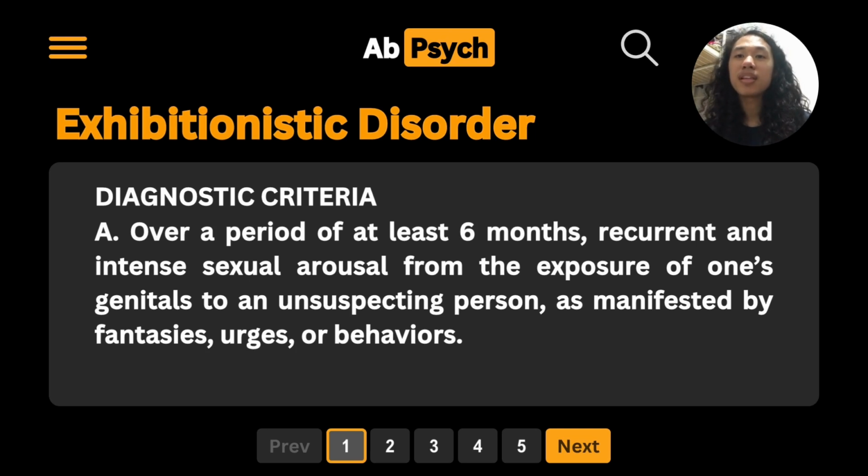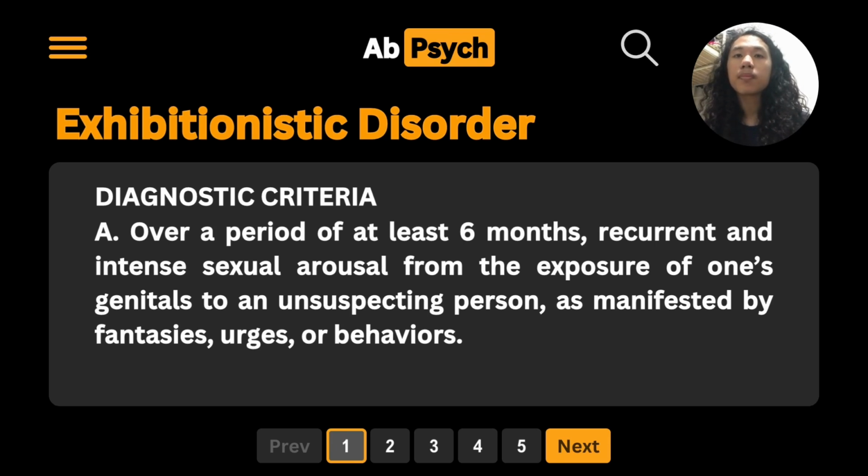So, it is more commonly known as flashing nowadays. Ito ay isang form of sexual harassment kung saan yung individual with exhibitionistic sexual interests ay may urge or nakaka-experience siya ng sexual arousal kapag ina-expose niya or fina-flash niya nga sa ibang tao without their consent yung kanyang genitals. It could be your buttocks or your private parts.